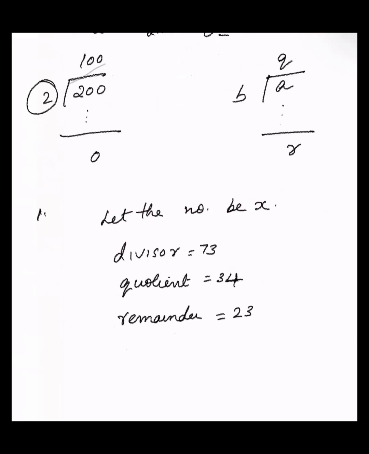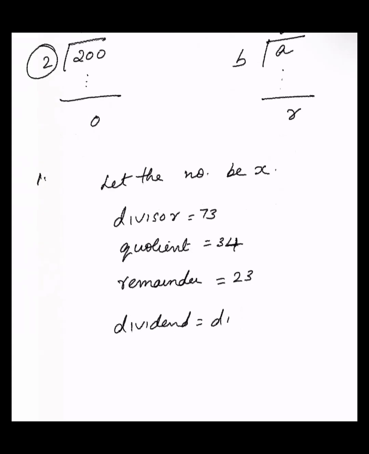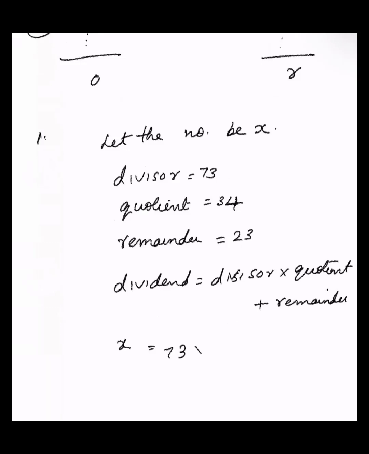This is the question. Very direct, right? It is direct substitution. So what you just need to do is dividend equal to divisor into quotient plus remainder. Just put the values, that is X equal to 73 into 34 plus 23. 2505. Yes, this is our number.